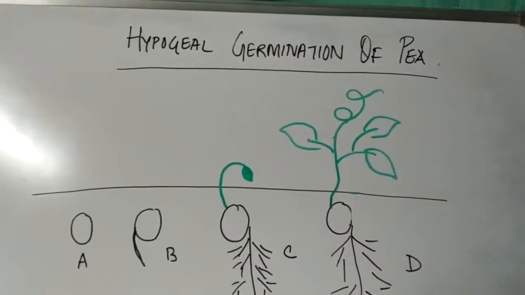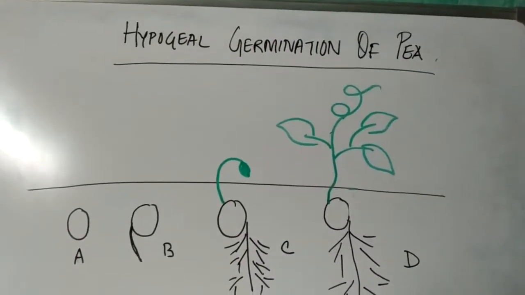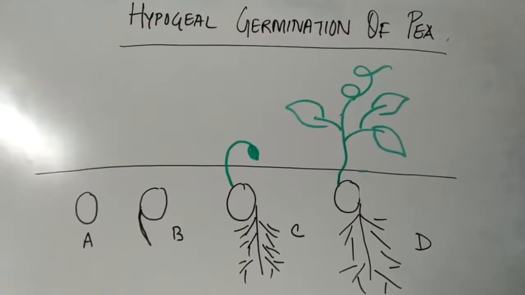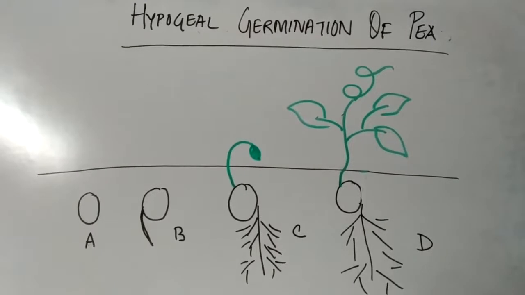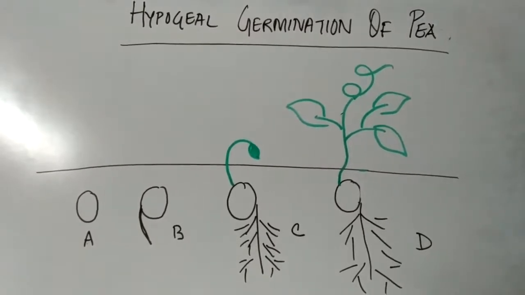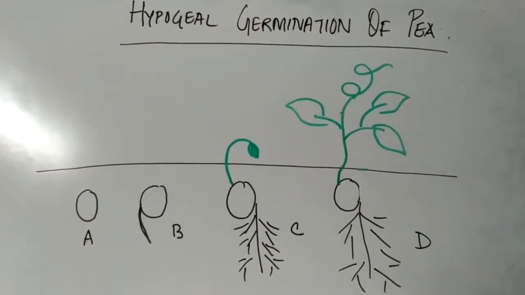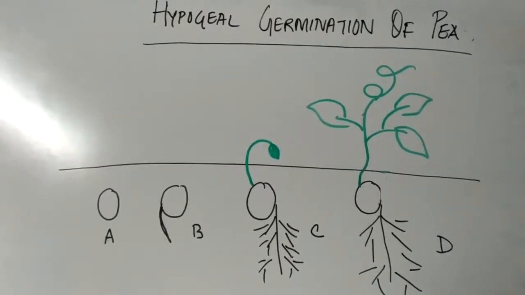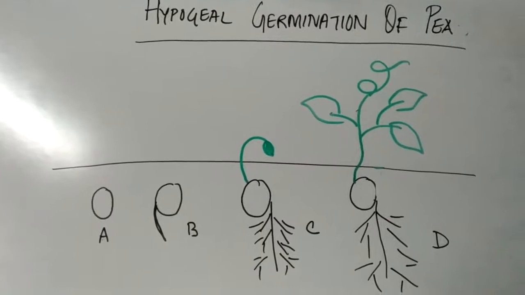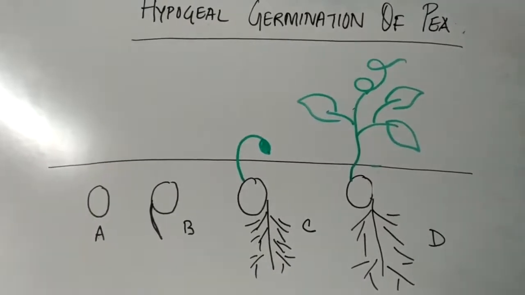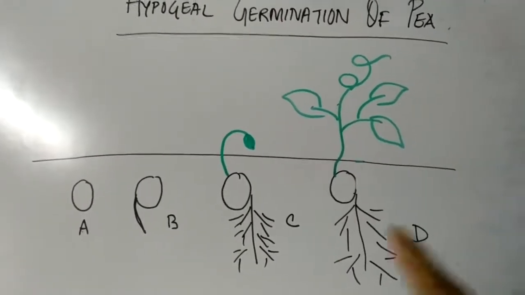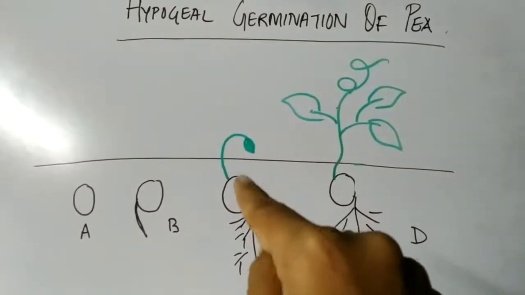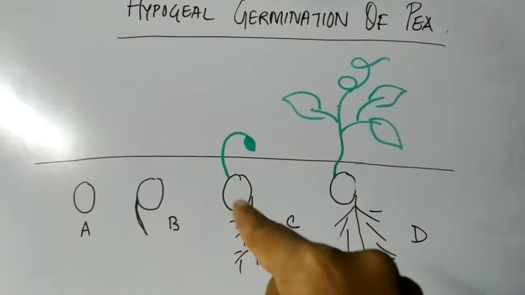Now this is hypogeal germination in pea. As you can see in the diagram, in the first diagram A, the seed is found below the soil surface. Then in B, slowly but steadily, after absorbing the water, the seed coat bursts and the radicle is moving down into the ground. Then in C, you see the epicotyle is elongating first. That is why the cotyledon will remain underground.